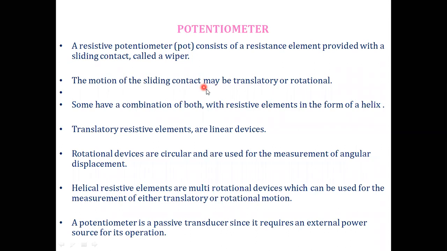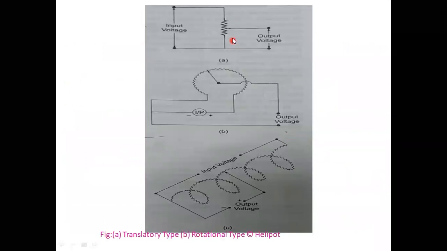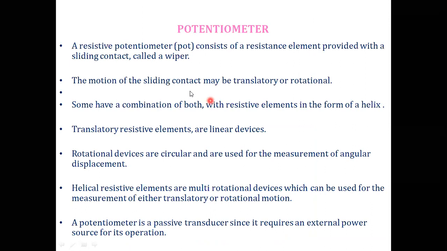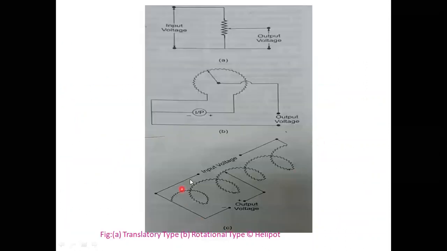The motion of the sliding contact may be translatory or rotational. The motion of the slide may be linear, may be rotational, or may be a spiral type of rotation like that. Some have a combination of both, with the resistive element in the form of a helix also. This is the helix shape.